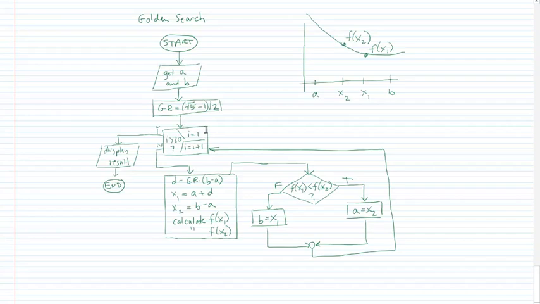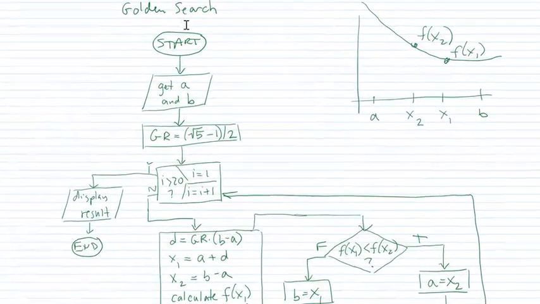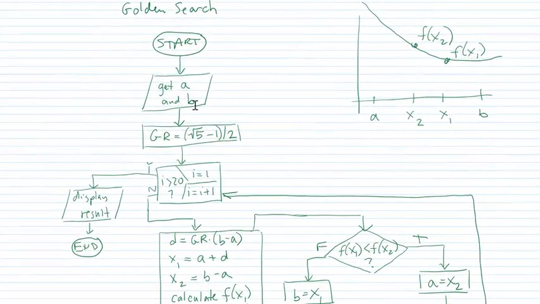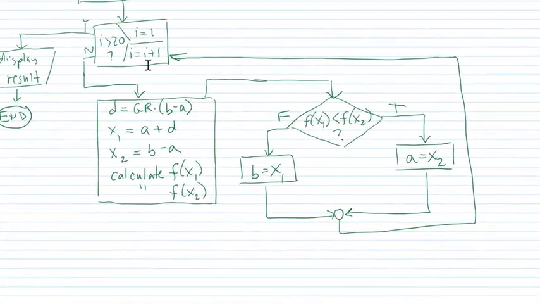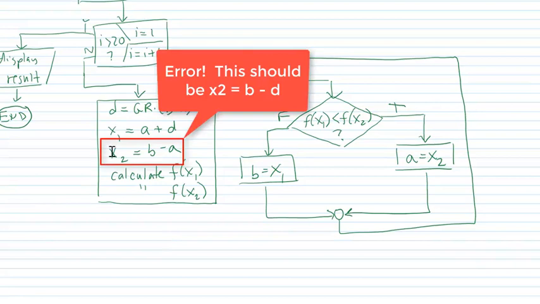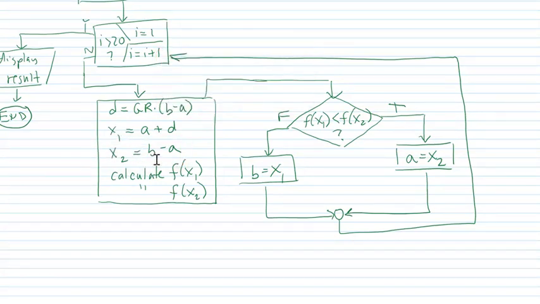And finally, we can do this for the golden search technique. We start, we get A and B from the user, we calculate the golden ratio, and we enter a for loop where we're going to iterate 20 times, just like in the other two techniques. Inside each iteration, we calculate the new D, which is golden ratio times (B minus A), x1 equals A plus D, x2 equals B minus D. We calculate the function values at x1 and x2, fx1 and fx2.